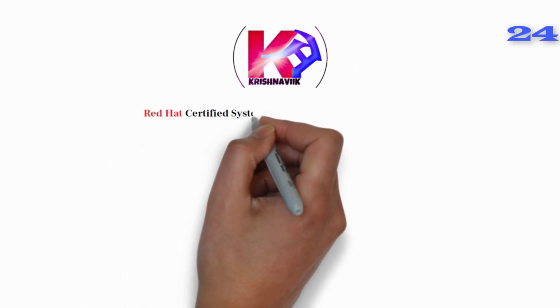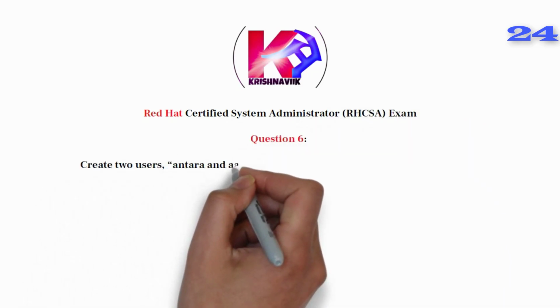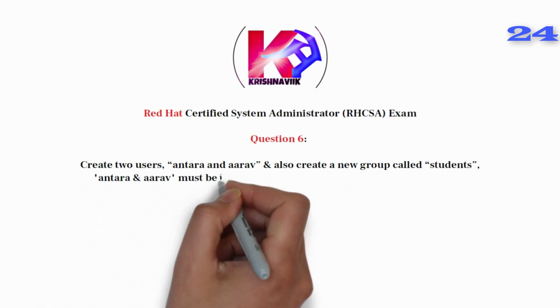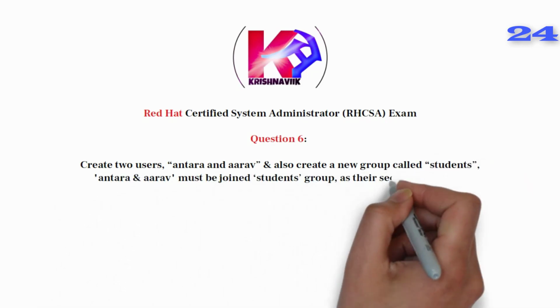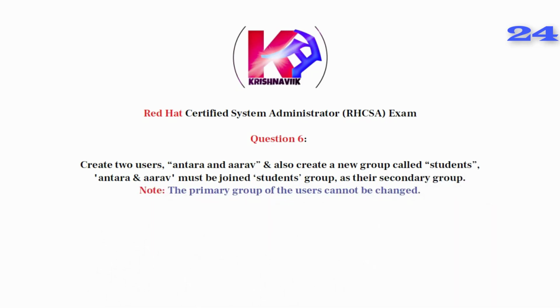Today's RHCSA question is: create two users, Antara and Aarav, and also create a new group called students. Antara and Aarav must join the students group as their secondary group. Note, the primary group of the users cannot be changed.